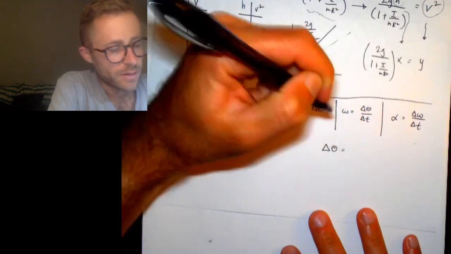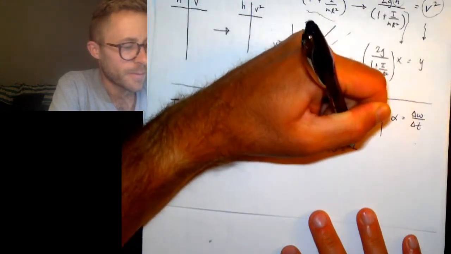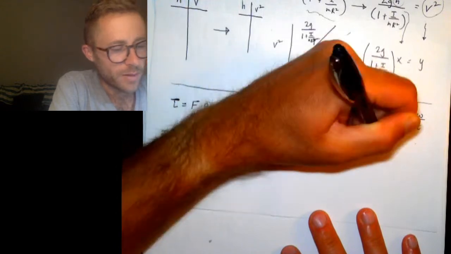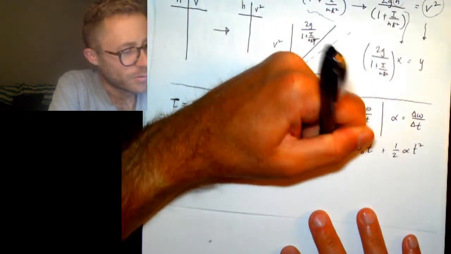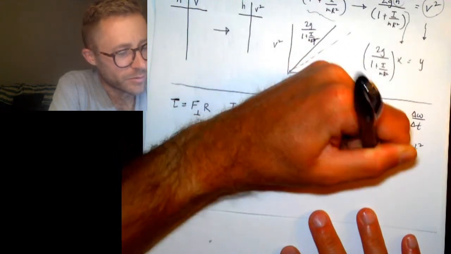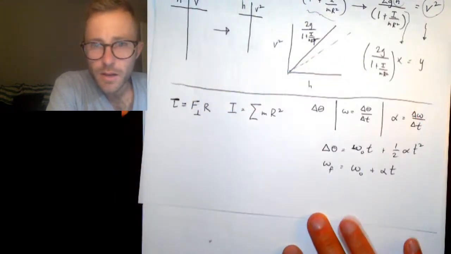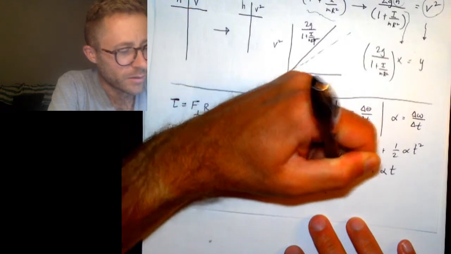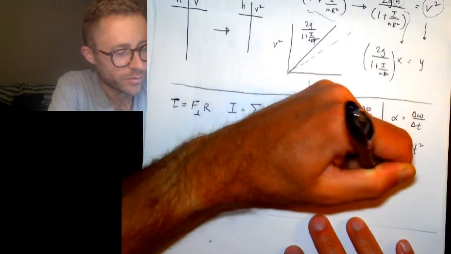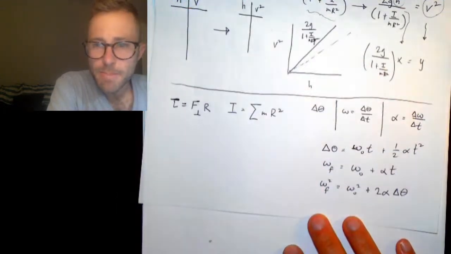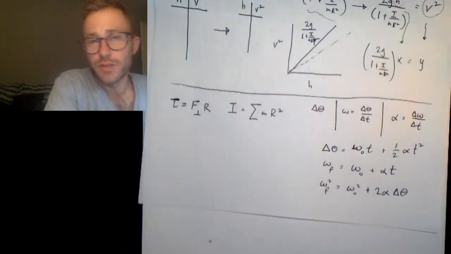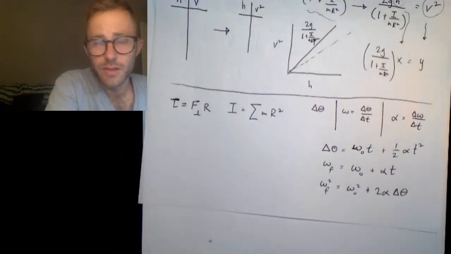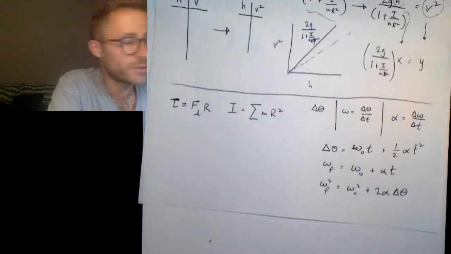Delta theta equals omega naught times time plus 1/2 alpha t squared. Omega final equals omega initial plus alpha t. And omega final squared equals omega initial squared plus 2 alpha delta theta. Okay, so these equations relate how much it spins, how fast it's spinning, to time and angular acceleration.